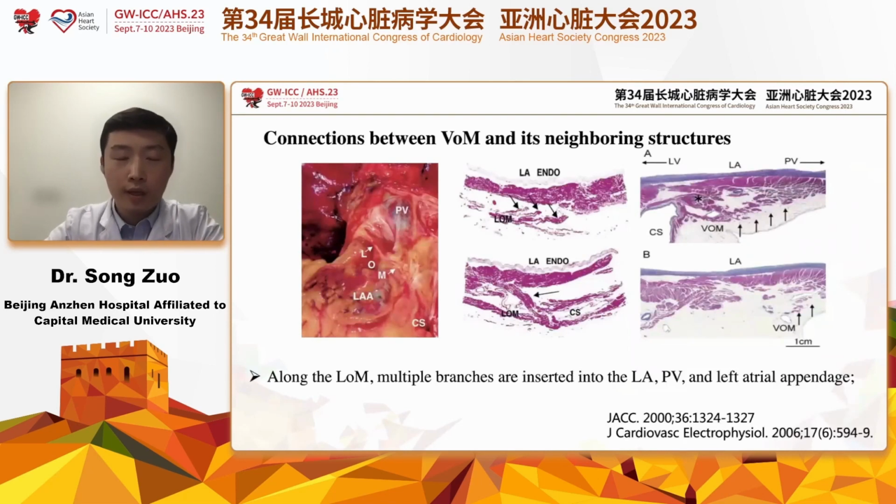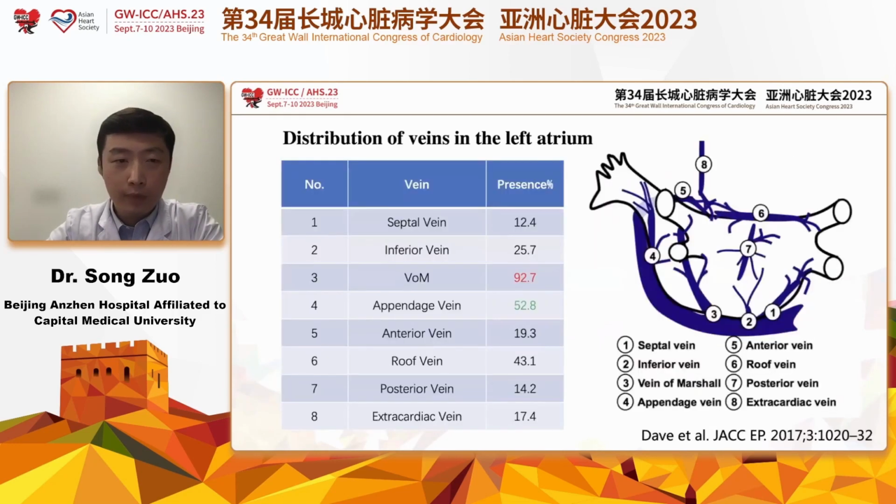The reason why I pay attention to the ligament of Marshall is that there are several branches inserted into the left atrium, pulmonary vein, and atrial appendage. The first picture shows the location of the vein of Marshall and its neighboring structures, and the other two pictures show the connections, which consist of small muscle bundles under the microscope.